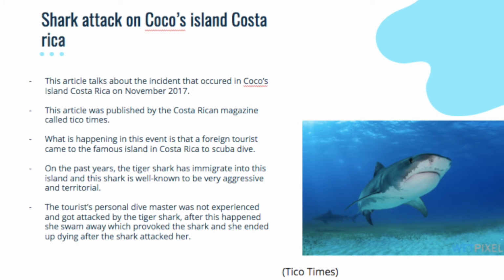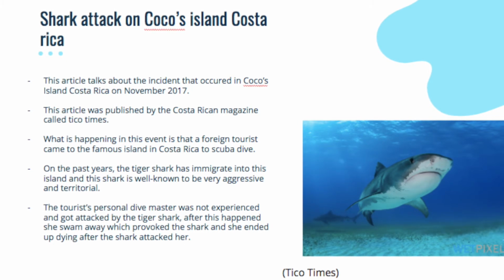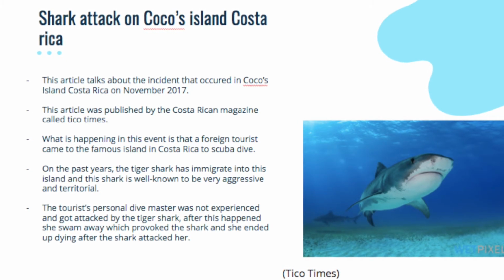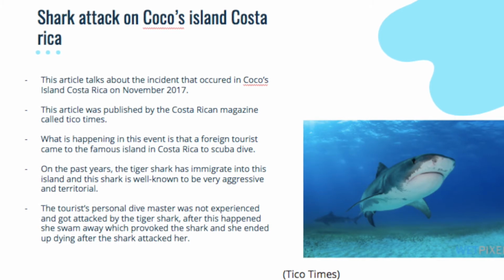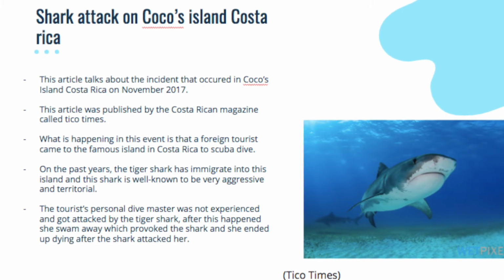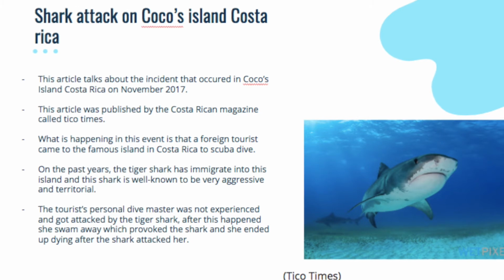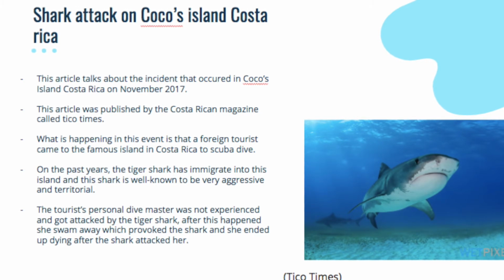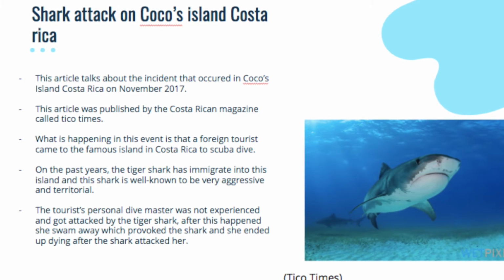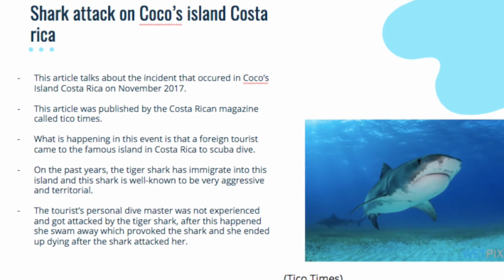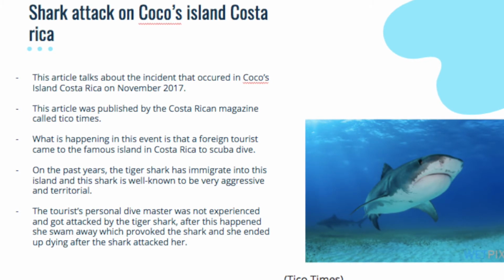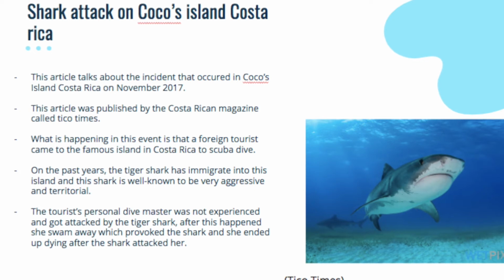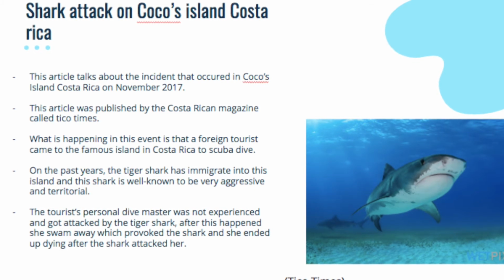What happened in this event is that a foreign tourist came to the famous island in Costa Rica to scuba dive. It is also known as Shark Island by some people. In past years, it is also known that the tiger shark has been immigrating into the island, and it's very well known to be aggressive and territorial. But the guides that work there have become accustomed and already know how to handle the shark when it approaches them, to stay calm, and what to do if it gets aggressive.